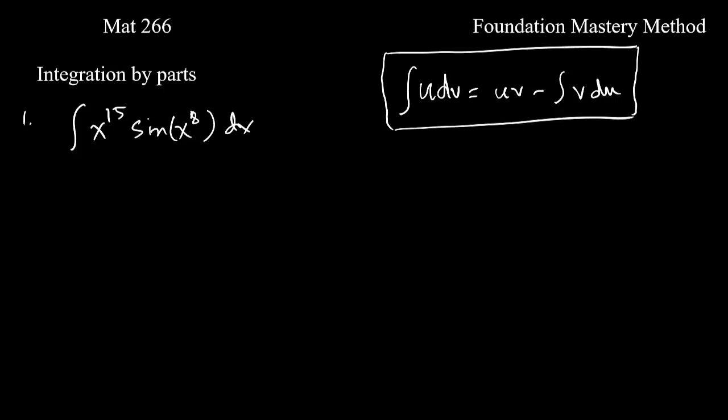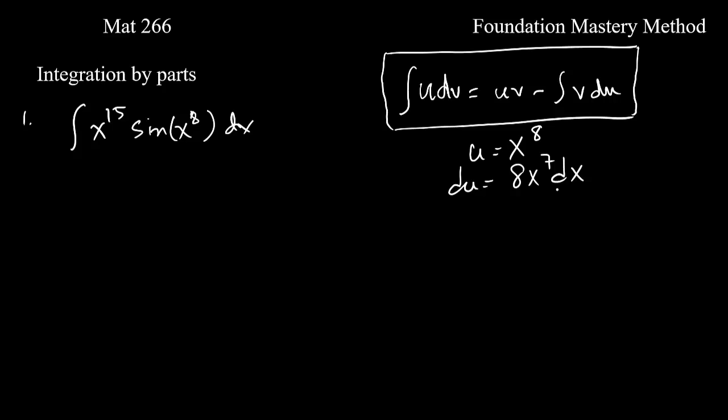Now let's look at some problems that involve integration by parts along with substitution. So in this example, we're integrating x to the 15th times the sine of x to the 8th. So what we're going to do is first do a u substitution, and we're going to let u equal x to the 8th. Then du will equal 8x to the 7th dx.